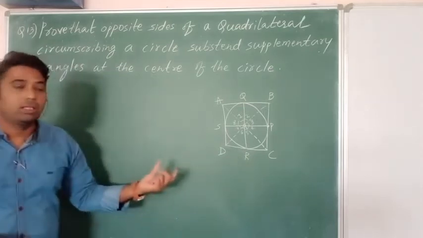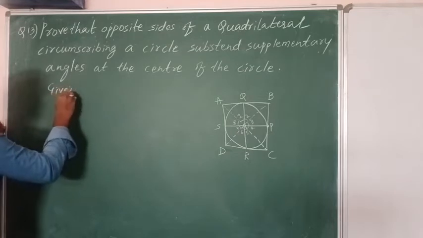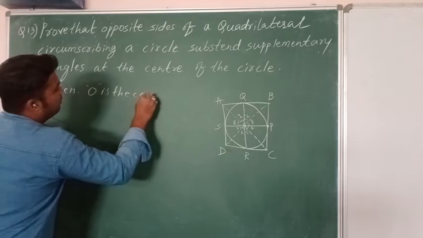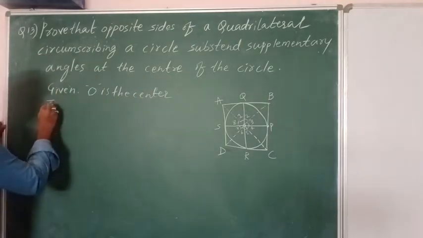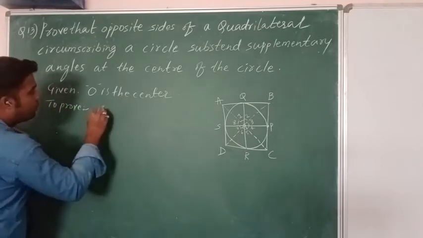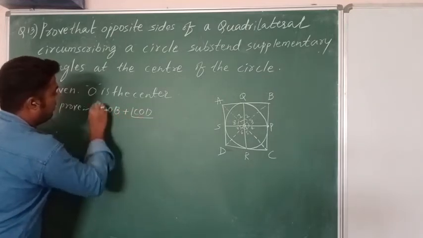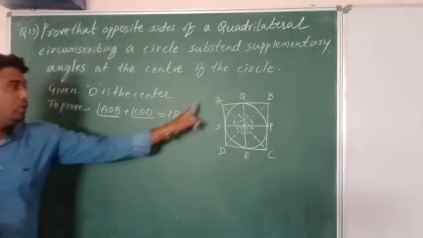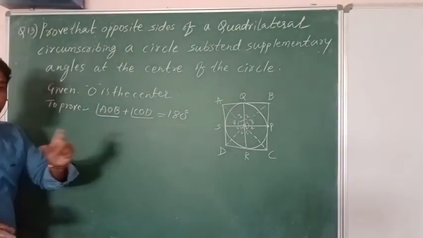Let us write what are the required things here. First of all, you can write given: O is the center. Then next, what is that to prove? You can write to prove: angle AOB plus angle COD is equal to 180 degrees. Or else you can prove angle AOD plus angle BOC is also 180 degrees. Any one you have to prove.